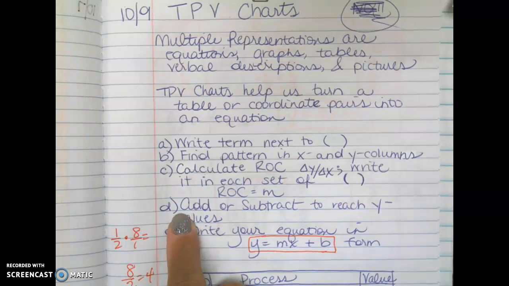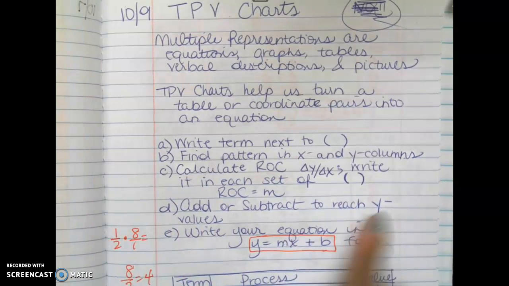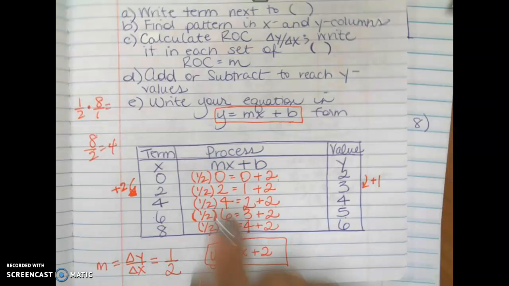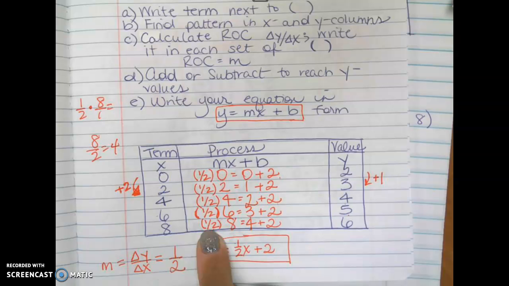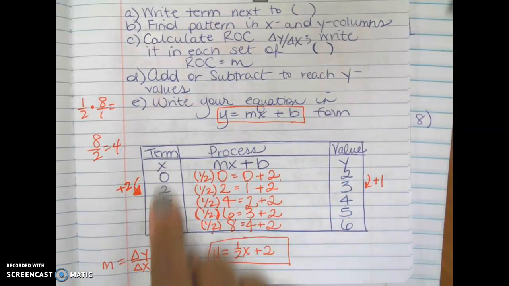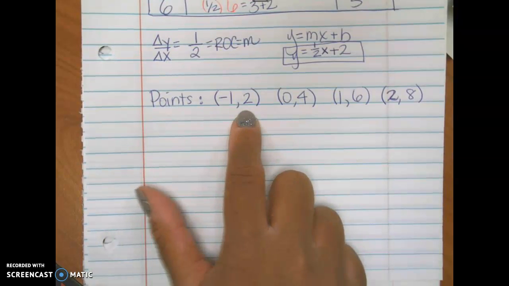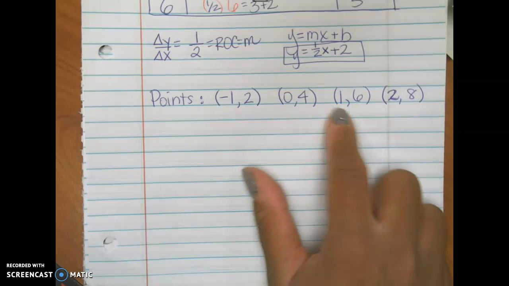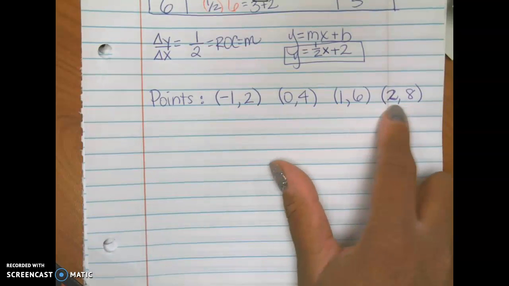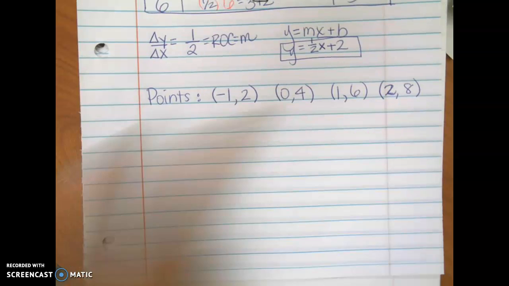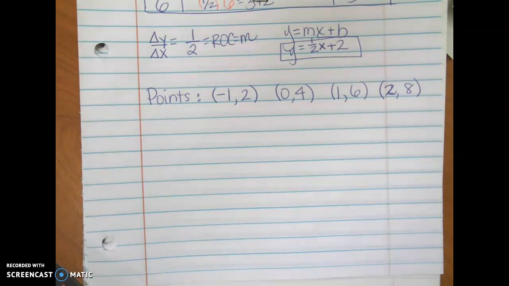Hold on. Step D says to add or subtract to reach the Y values, and then write your equation in Y equals MX plus B form. We just did this, did we not? Now, I have an X and a Y. Do I have an X and a Y here? Yes. And an X and a Y here? Yes. And here? Yes. So can I make my own table from these points? Yes, I can. Let's do so.